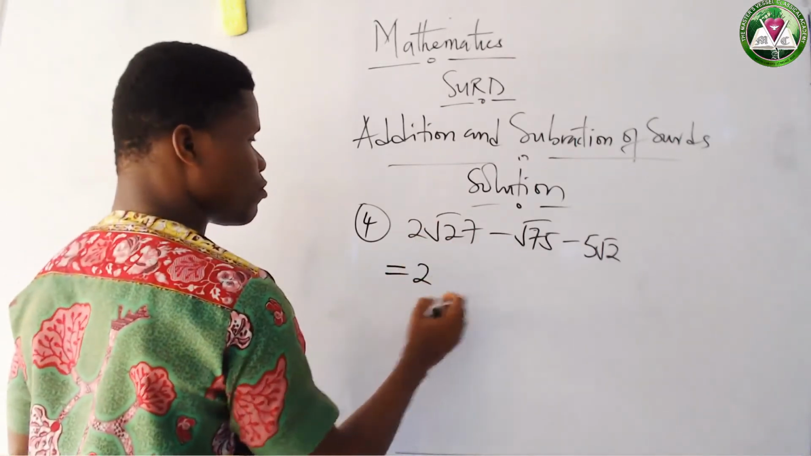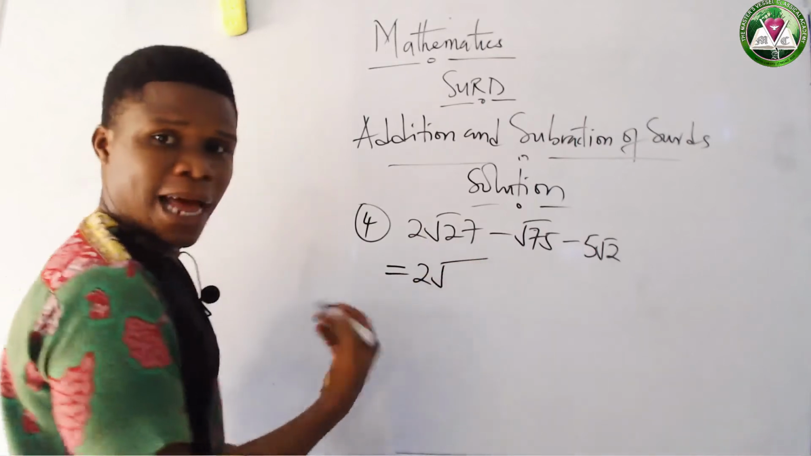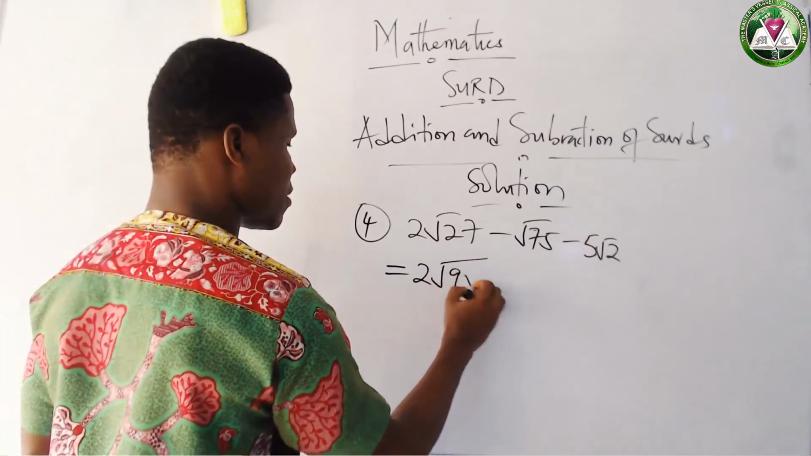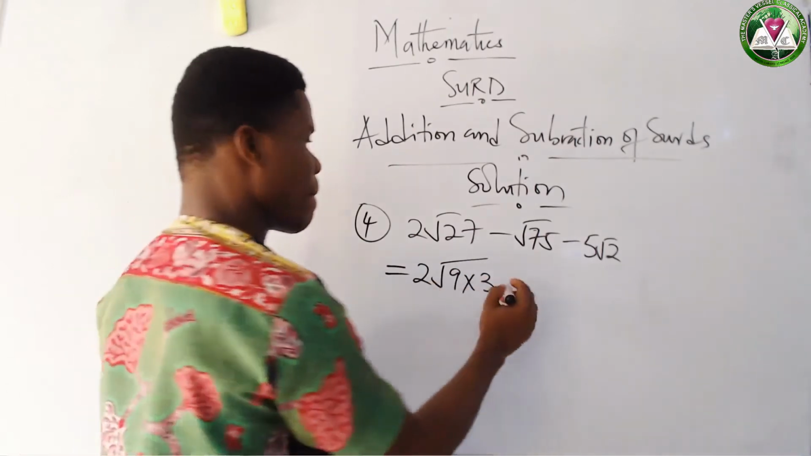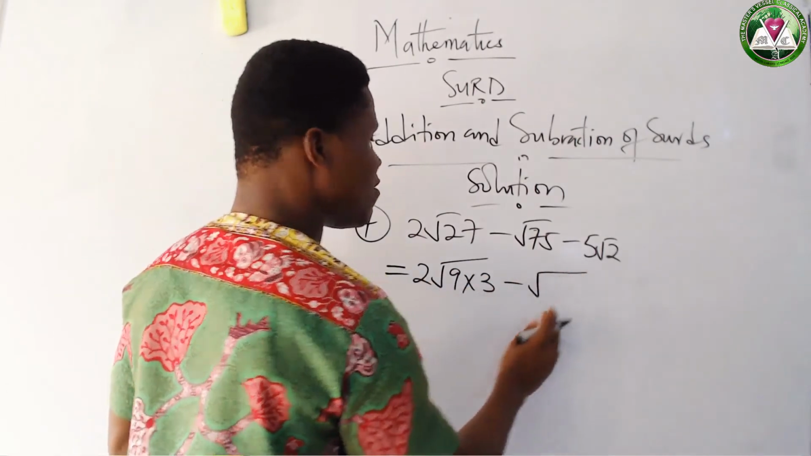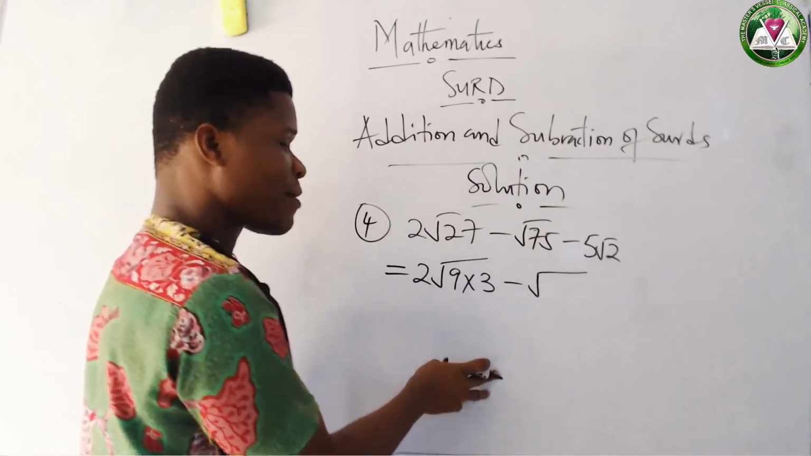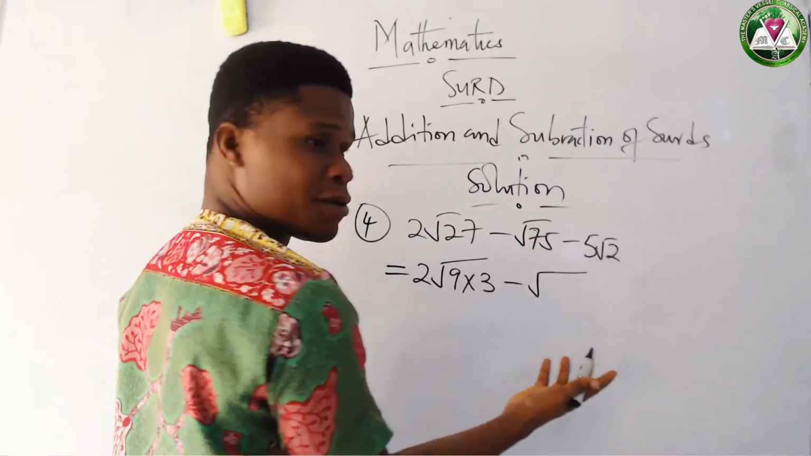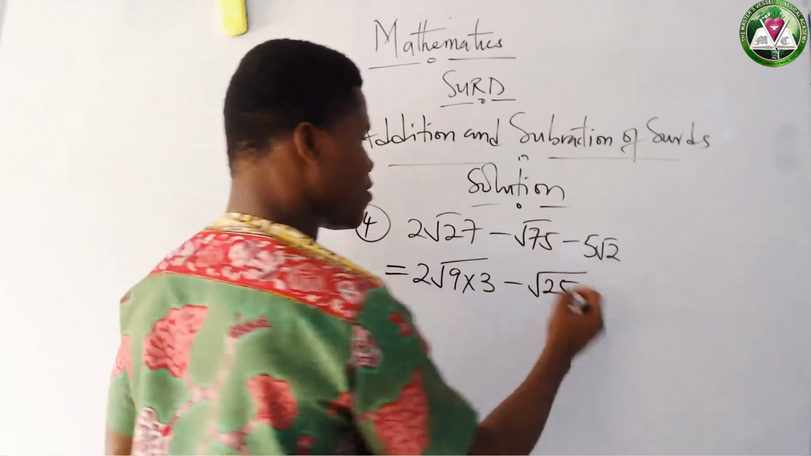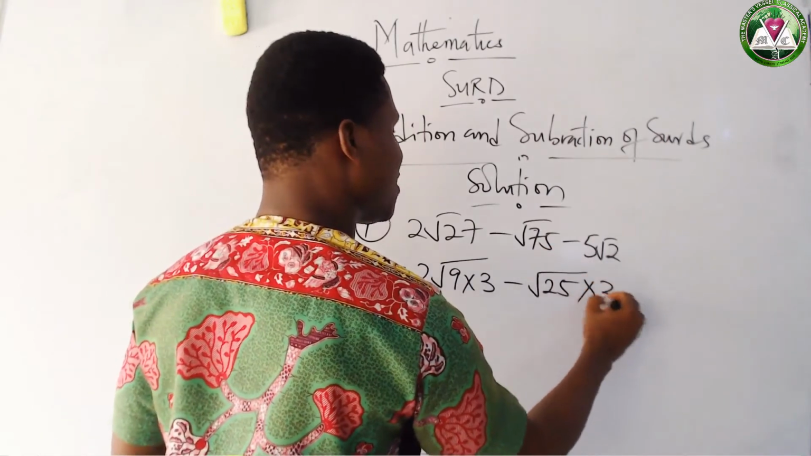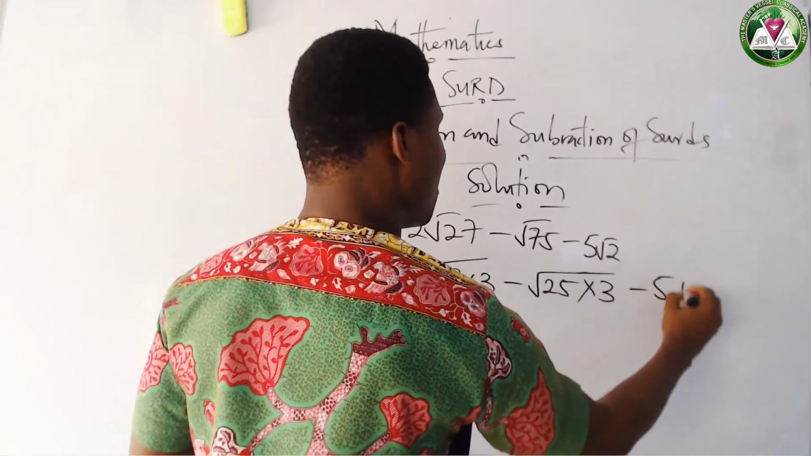Okay, now let's go ahead. 2 root 27 is 2 root of 9 times 3. Why am I taking 9? Because 9 is a perfect square. Minus root 75. What's the perfect square that can divide 75? Know that 25 can. 75 divided by 25 gives us 3. So 75 is 25 times 3, minus 5 root 2.